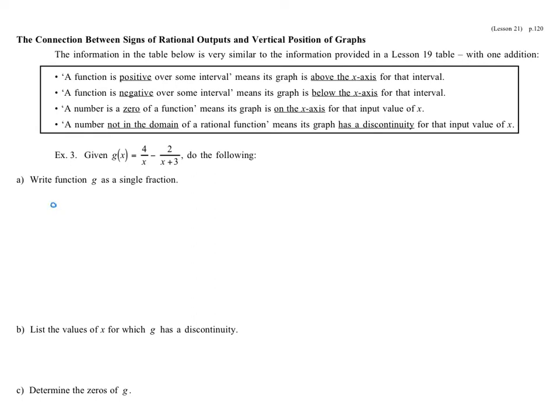Example 3, part A, asks us to rewrite the equation of function g so the right-hand side is a single fraction. We'll do this by finding the LCD and using it to get a common denominator.